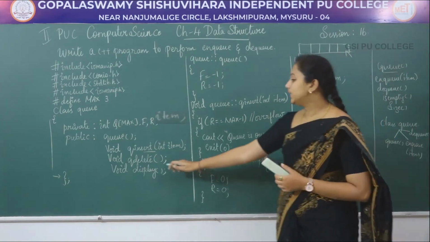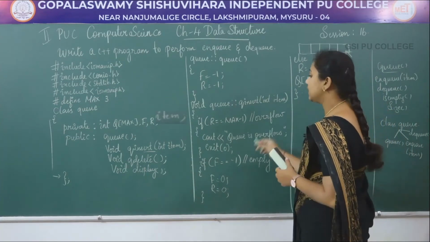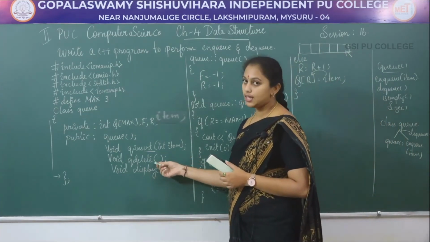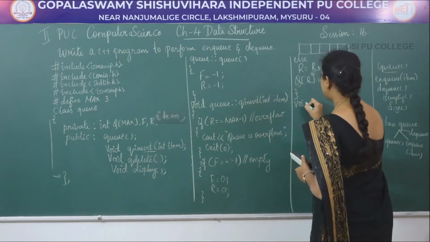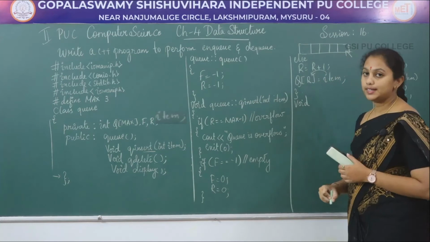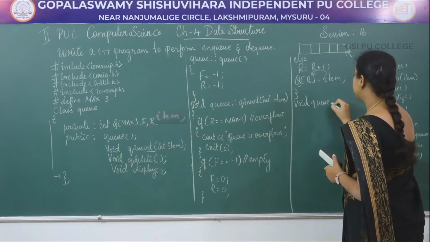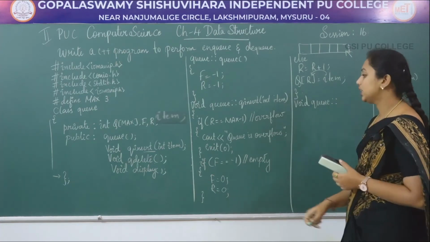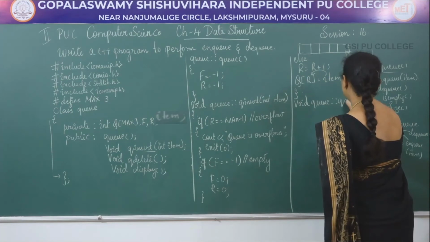Next is to delete an item from the queue. We are defining this function outside the class, so first we have to mention the return type void, followed by the class name, that is queue, scope resolution operator, and what is the function name? The function name is queue delete.